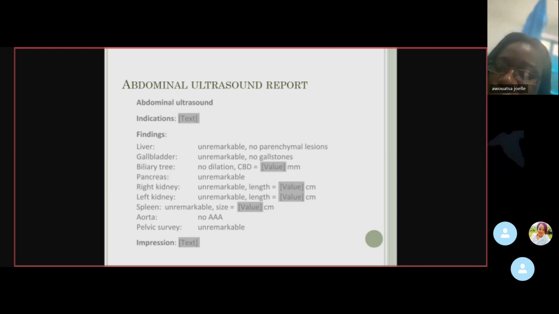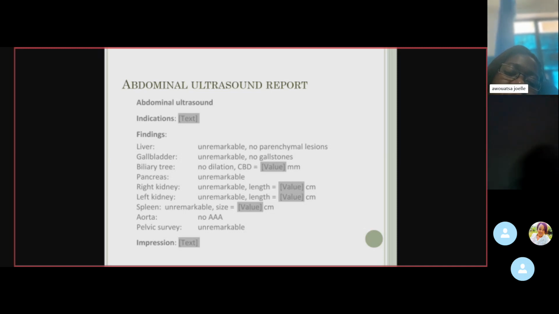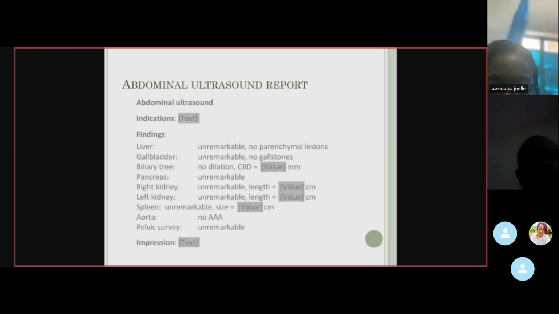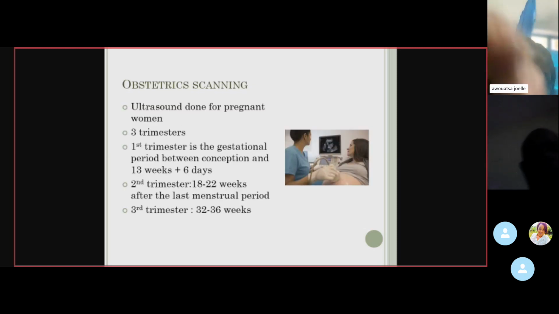So this is an example of a report. Different hospitals will be using different formats for reports, but usually the measurements are these. For Doppler also there will be different measurements. If you are doing arteries and all, there are different measurements to be taken. So this was all about the abdominal scanning.